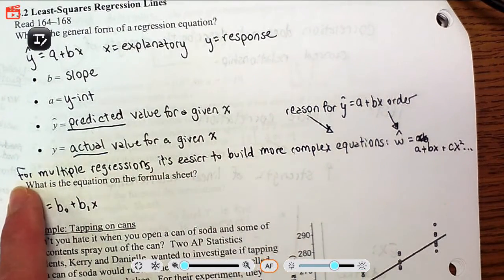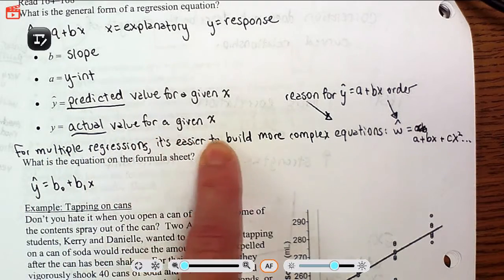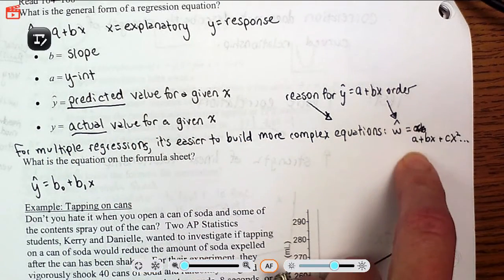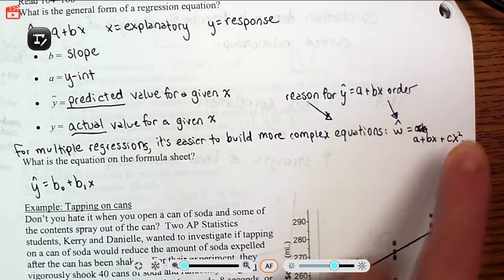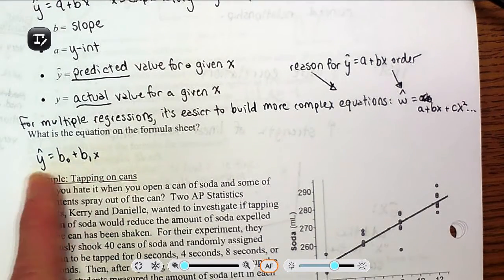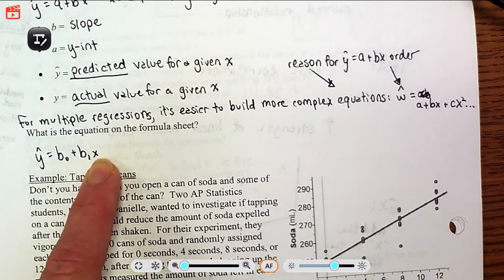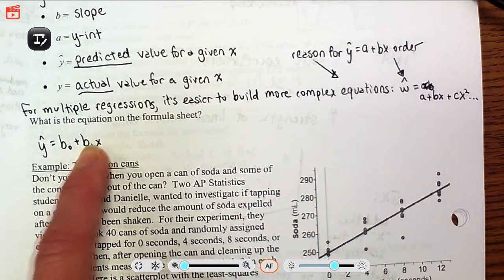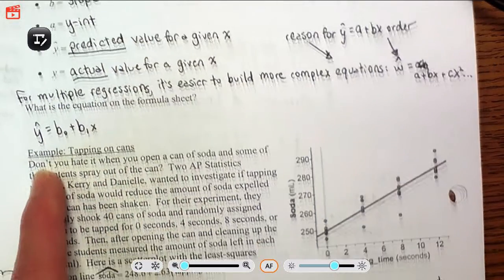In case you had a different shaped regression equation, not linear, but maybe a quadratic or some other type of regression, it's easier to build more complex equations with this order, a plus bx plus cx squared, and so on, using that pattern, so that's kind of why they came up with this. This will be on the formula sheet, y hat equals b naught plus b1x, kind of the same idea, 0, 1, 2, 3, 4, and so on. But we're just stopping at the linear form.